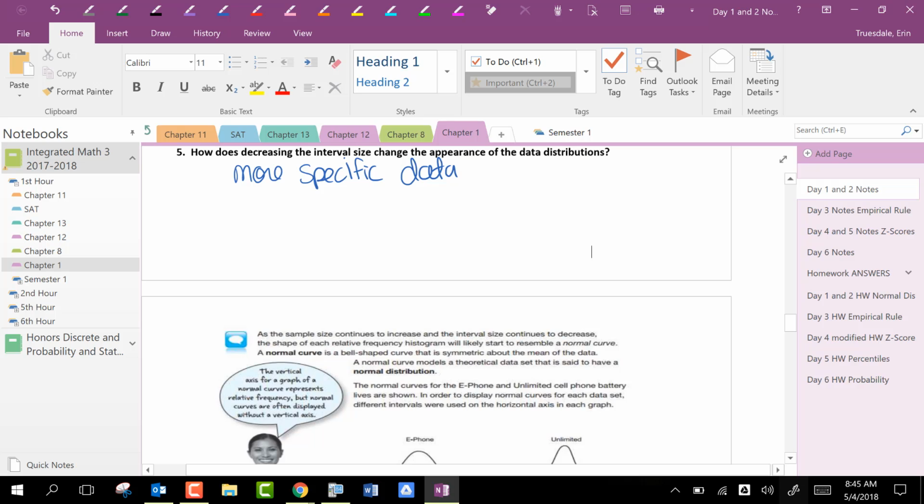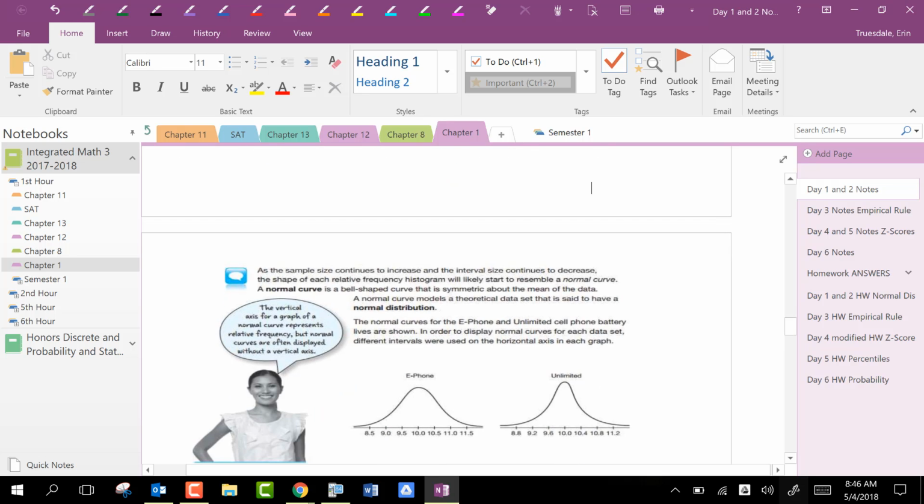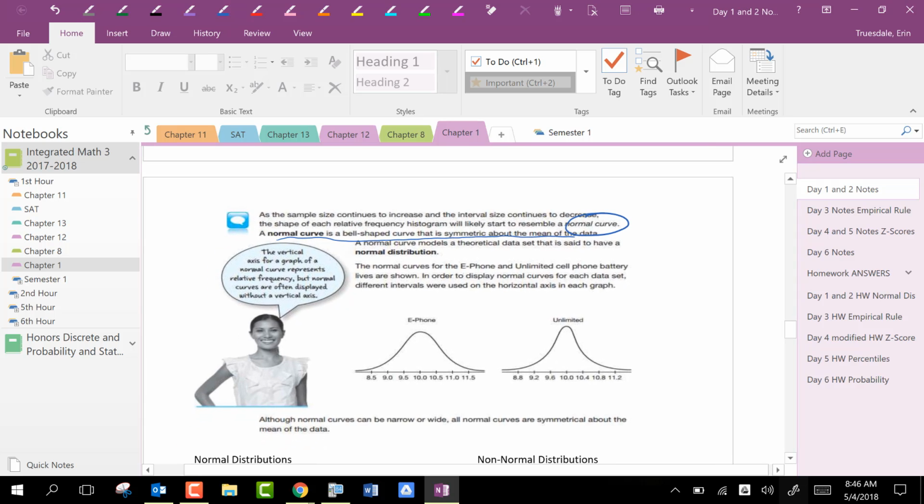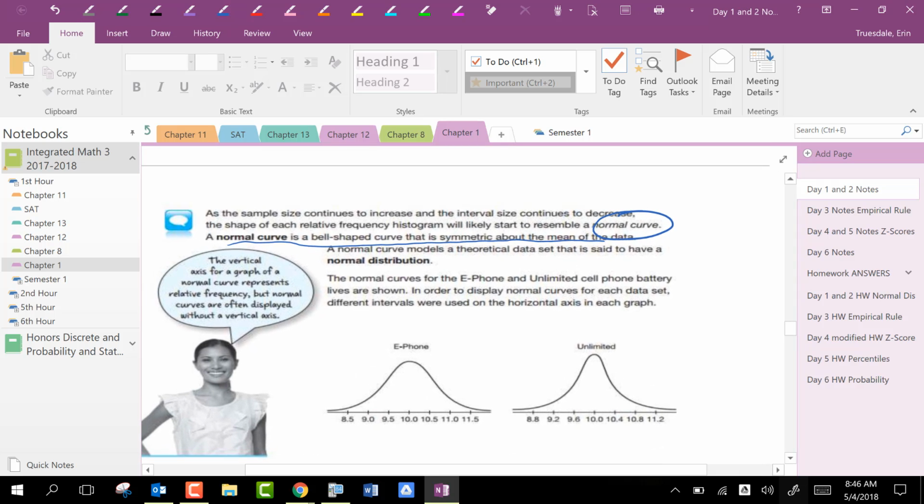Okay, so on the back it says, as the sample size continues to increase and the interval size continues to decrease, the shape of each relative histogram will likely start to resemble what we call the normal curve. A normal curve is a bell-shaped curve that is symmetric about the mean, meaning there's the same amount of data below the mean and above the mean. Okay, that's what they mean by symmetric. A normal curve models the theoretical data set that is said to have normal distribution.